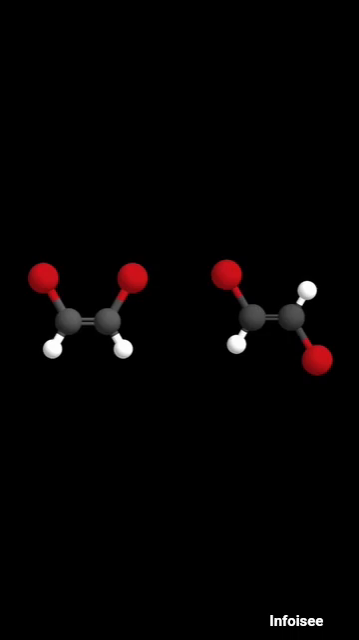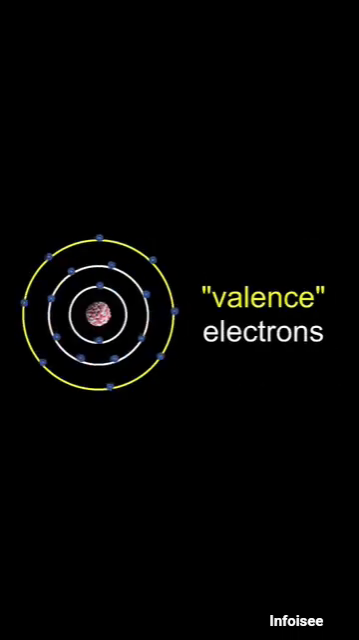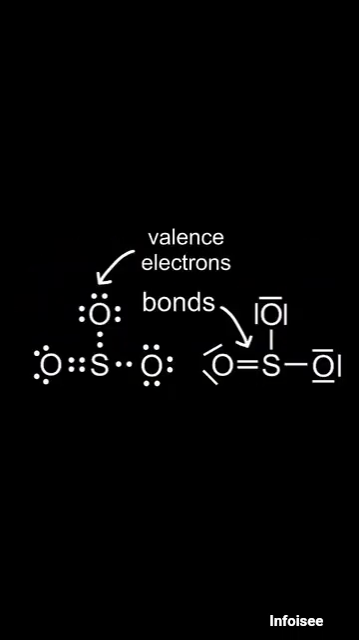One way to show the structure of an atom is a Lewis dot structure, which represents the valence electrons and bonds as dots and lines. This is also going to help us understand why atoms bond in the first place.